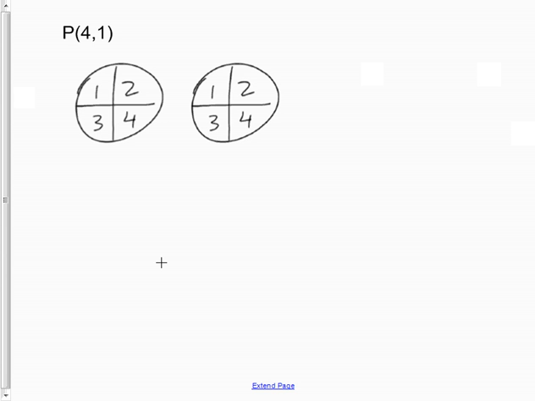We're going to start just with some warm-up questions, and the first question says P bracket 4, comma 1. For those of you who are struggling a little bit, what this says is, what is the probability? That's what the P stands for. It's a probability.